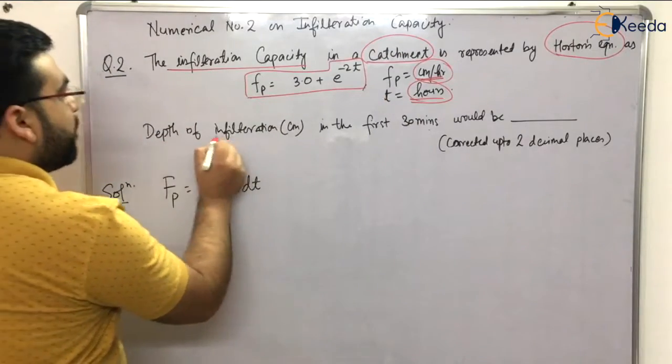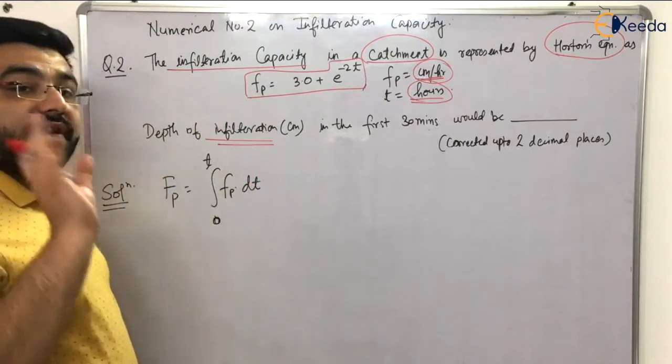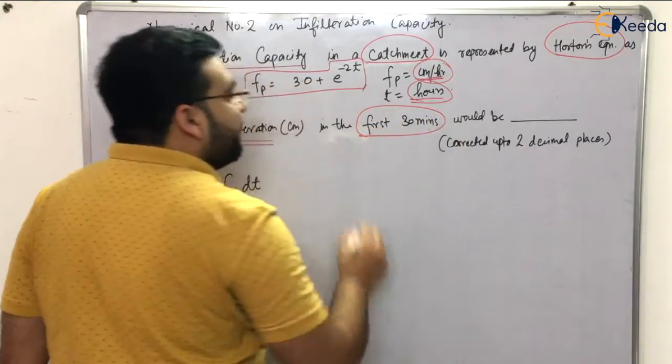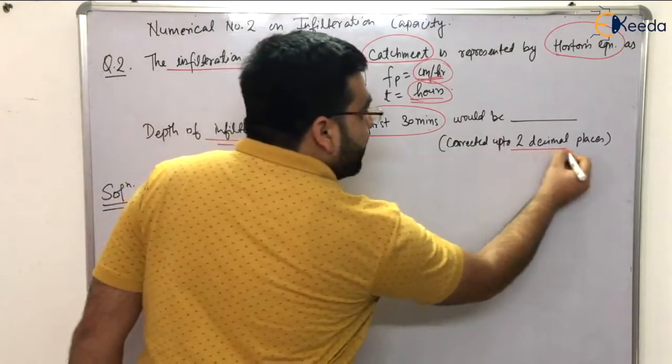Clear? Now I have to determine the depth of infiltration. How much depth is there in the first 30 minutes, corrected up to 2 decimal places?